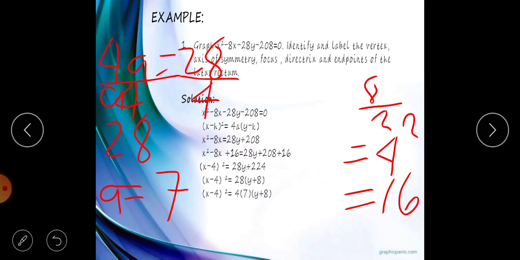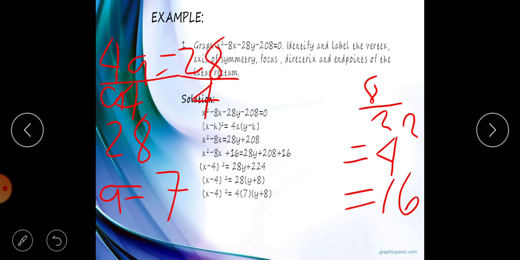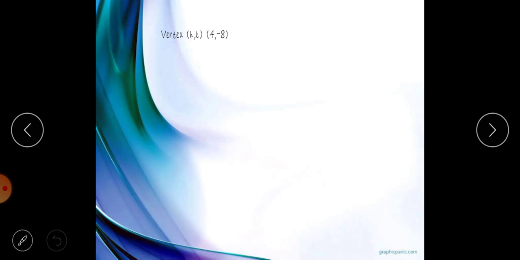Let us now find the vertex. The vertex is (4, negative 8), as you see in the equation. So this is the value of h, which is 4, and the value of k, which is negative 8. The axis of symmetry is x is equal to h, which is 4. So the value of h is 4.